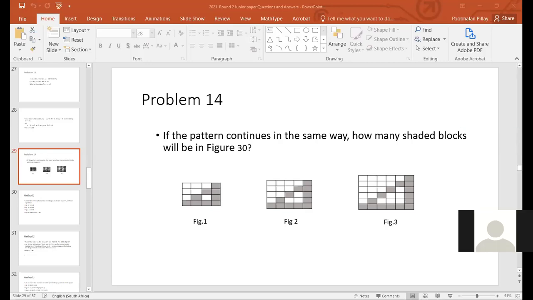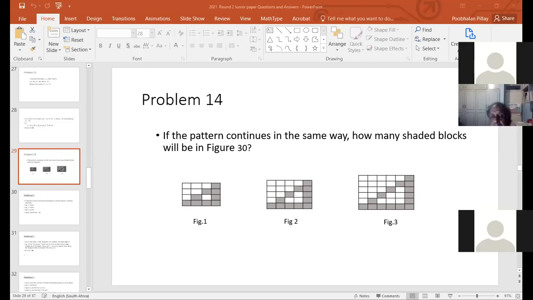Sir, could you repeat the question? Yeah, the question is, do you have any idea on how to count the shaded squares so you have a pattern emerging?